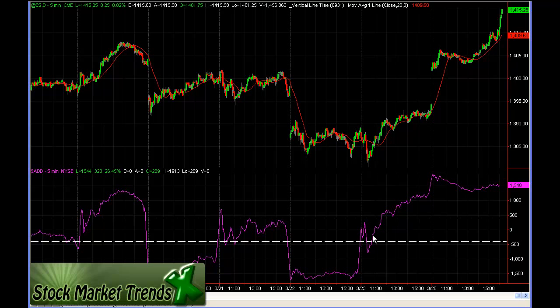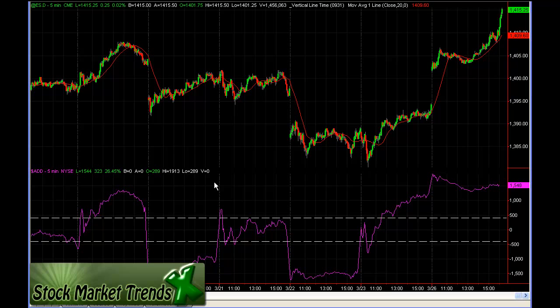So what this does is every 5 minutes, this will print a dot, and then it'll connect the dots with a line. So the advanced decline line is actually an index. The symbol is $ADD on TradeStation, I believe on eSignal as well. And you need the New York Stock Exchange feed in order to get it in real time.